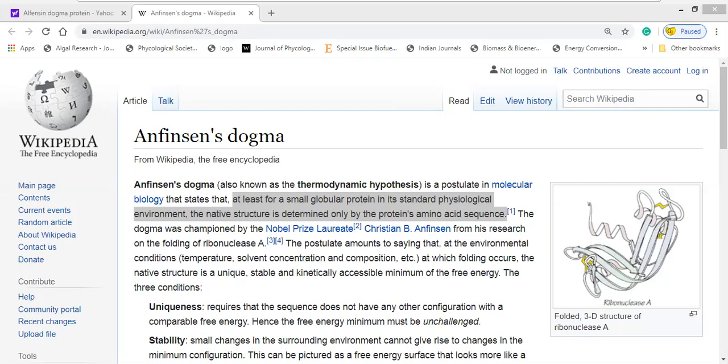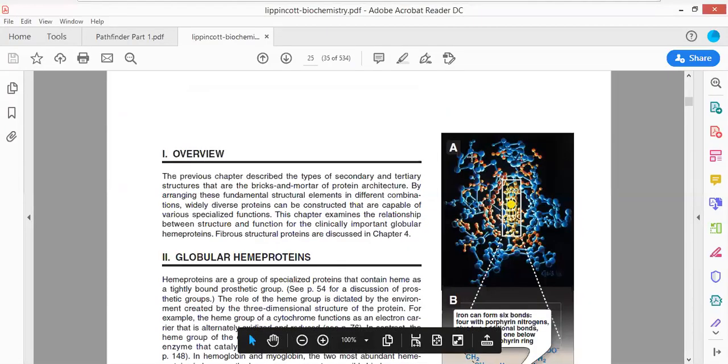But moving back firstly to Pathfinder, I would be making certain things clear to you, what are these different types of proteins. Now see, we are moving to Lippincott. Now I'm just making certain things clear to you. Okay, Lippincott is visible to you all. Okay, most probably. Okay, so this is a globular protein. The structure that you are going to find here is that of hemoglobin.